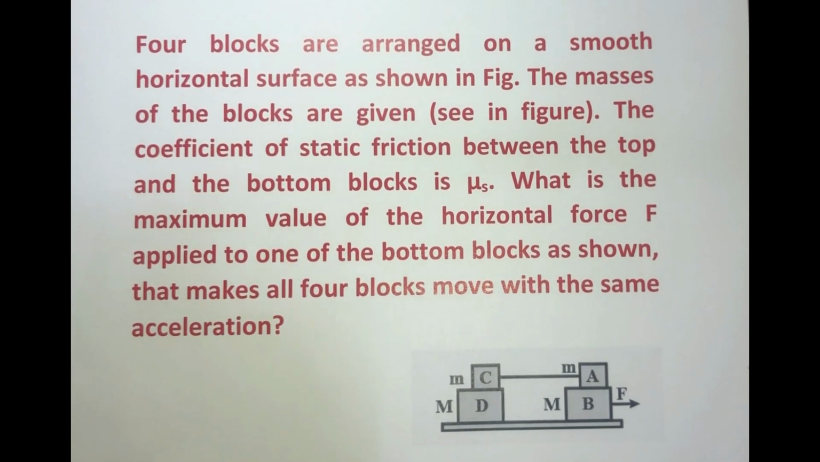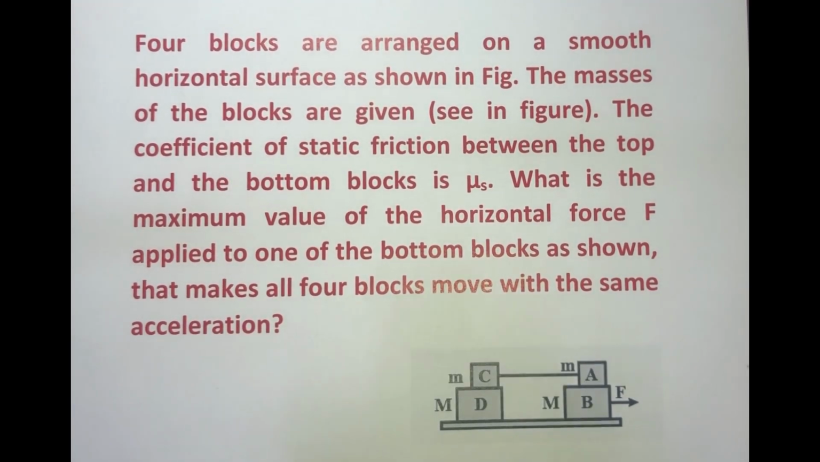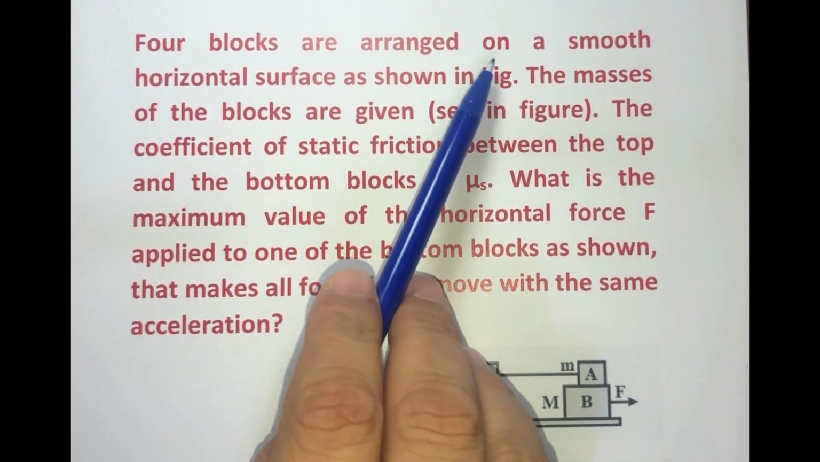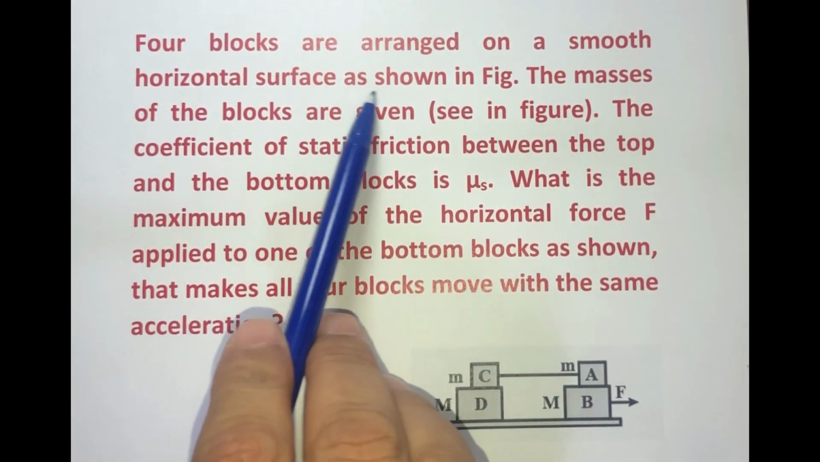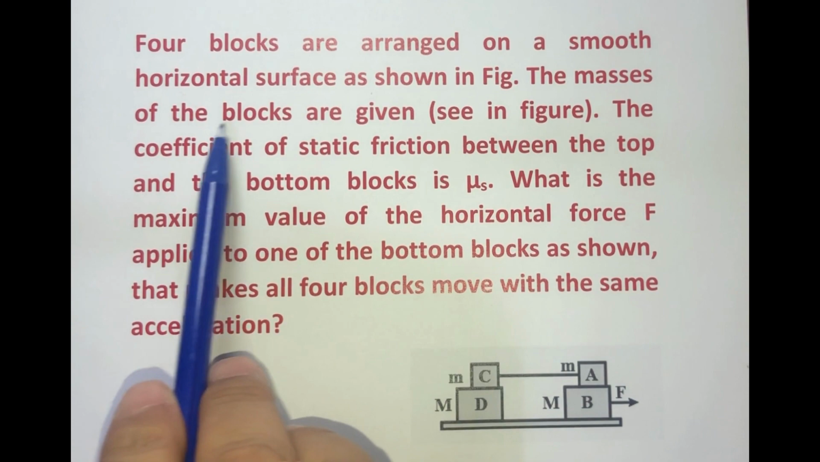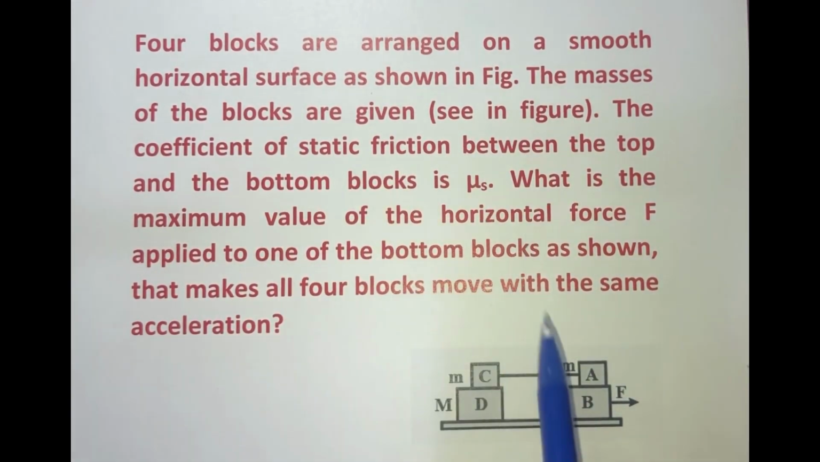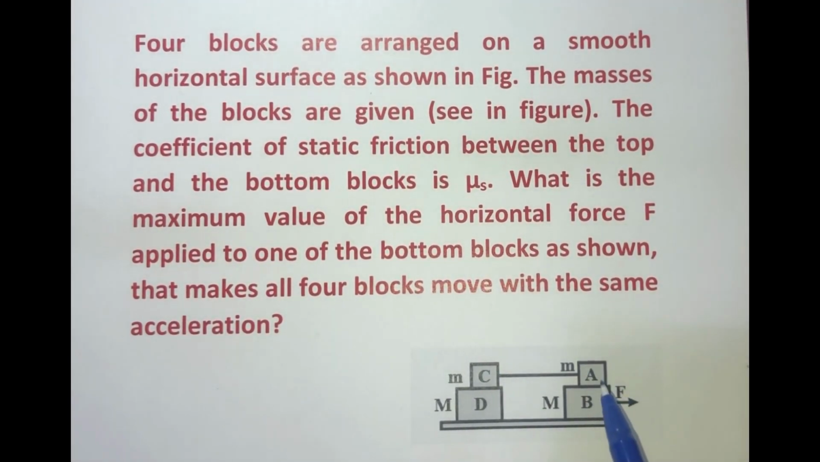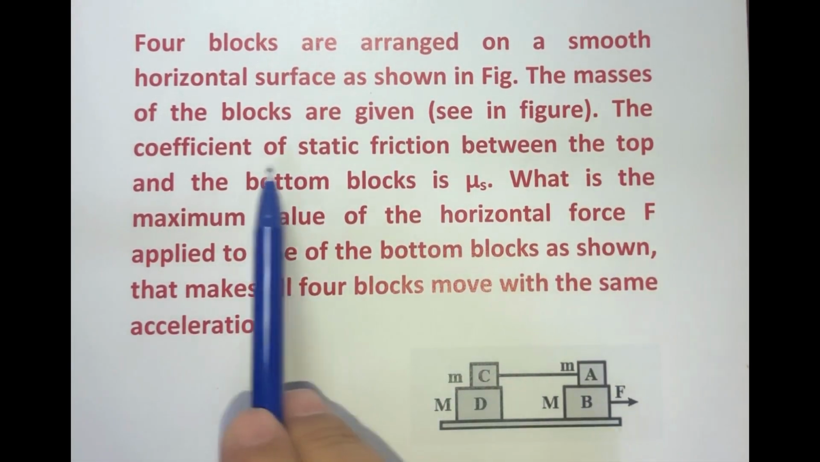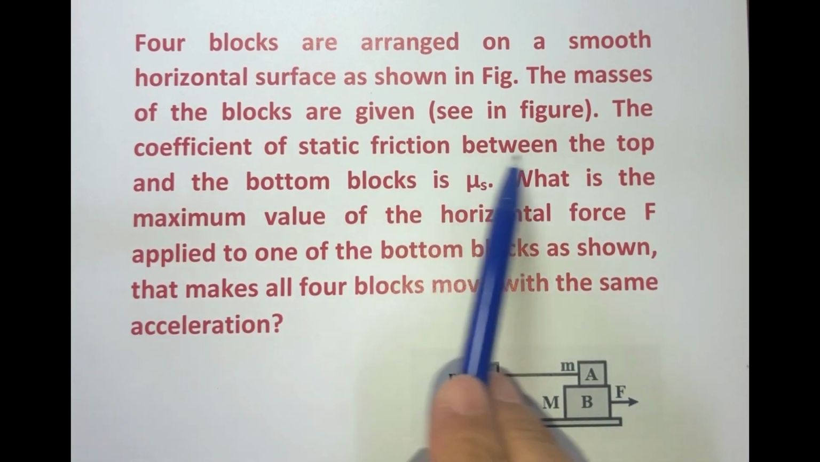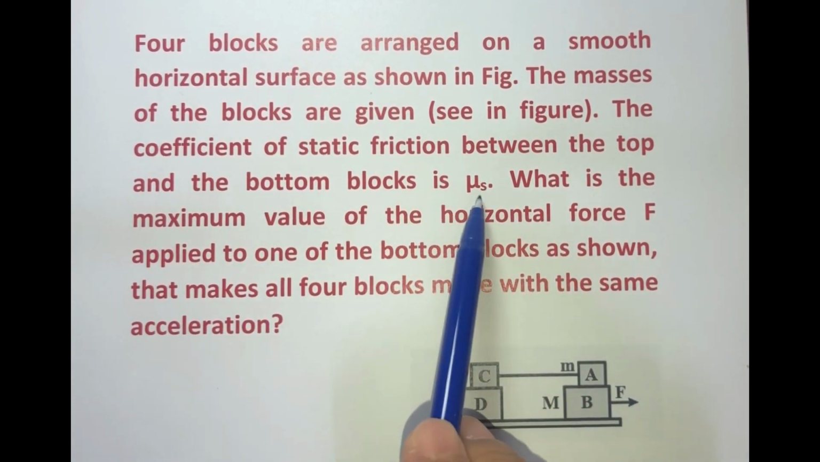Hello friends, so today's question: four blocks are arranged on a smooth horizontal surface as shown in the figure. The masses of the blocks are also given in the figure. There are four blocks A, B, C, D, and the top blocks have mass small m and the bottom ones have a mass of capital M. The coefficient of static friction between the top and the bottom block is given as mu s.